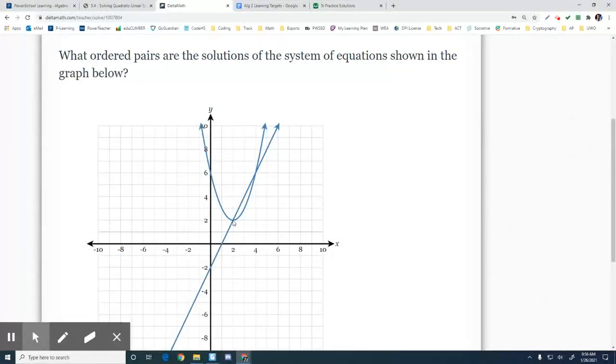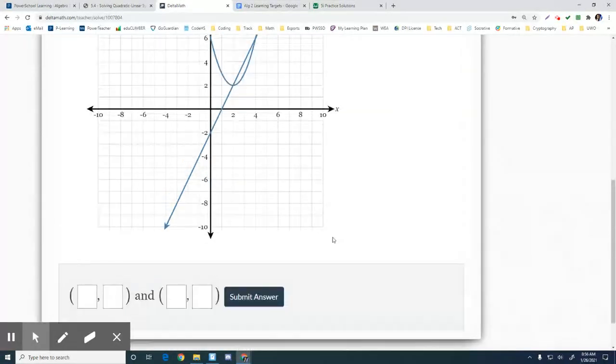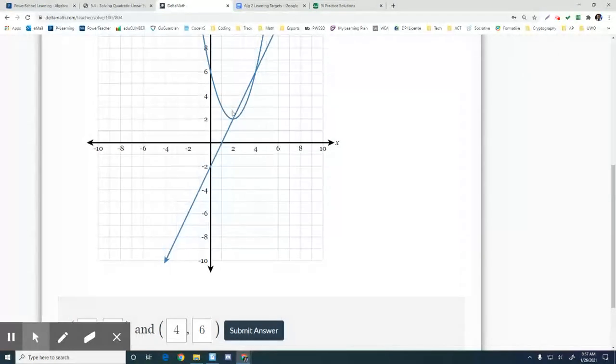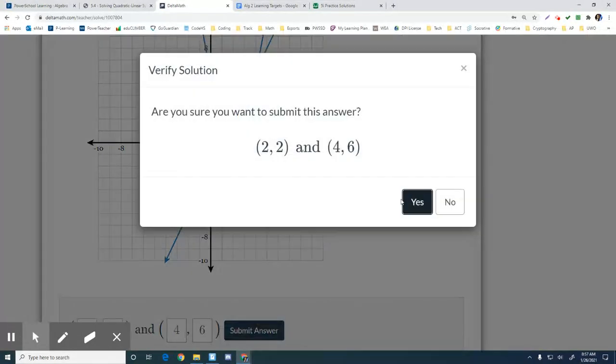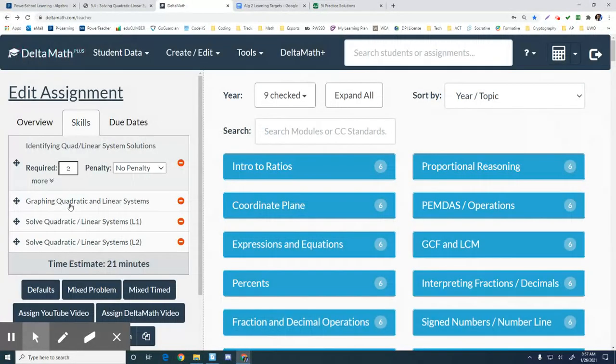So really you're just looking at the 2 different intersection points of these. And so you type in 2, 2, and 4, 6, right? Those are the 2 different intersection points of these, and you're just turning it in, okay? So just making sure you understand that the solution of a system of equations means the point of intersection on the graphs, okay? So that's the first part, pretty simple.